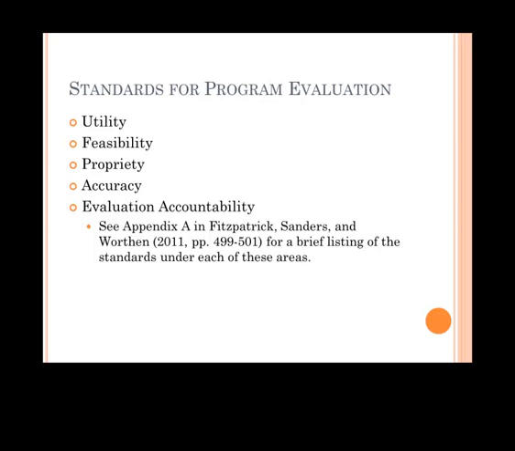The second area of standards for program evaluation is feasibility. When I was studying program evaluation, my professor referred to it as possibility or doability. Is this even something that we could possibly do? You don't want to try to plan an evaluation that is impossible to conduct. So there are 4 standards under feasibility.